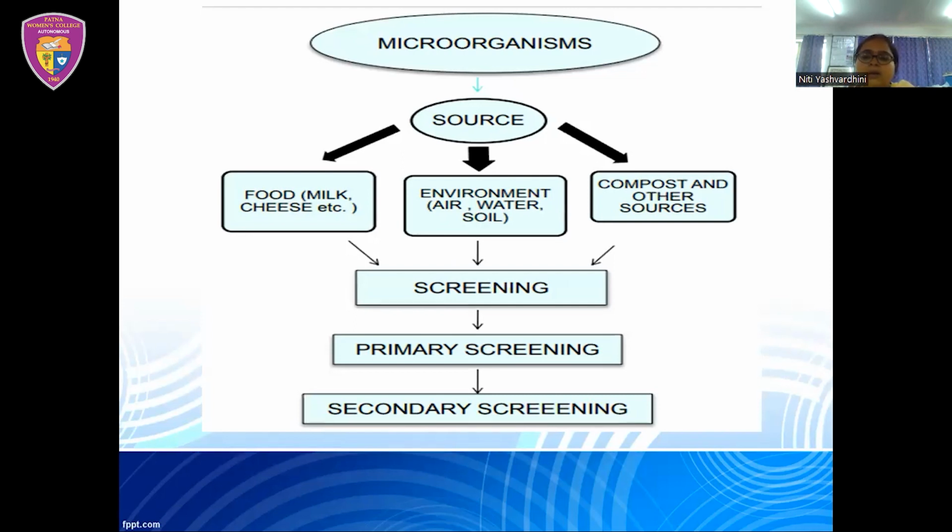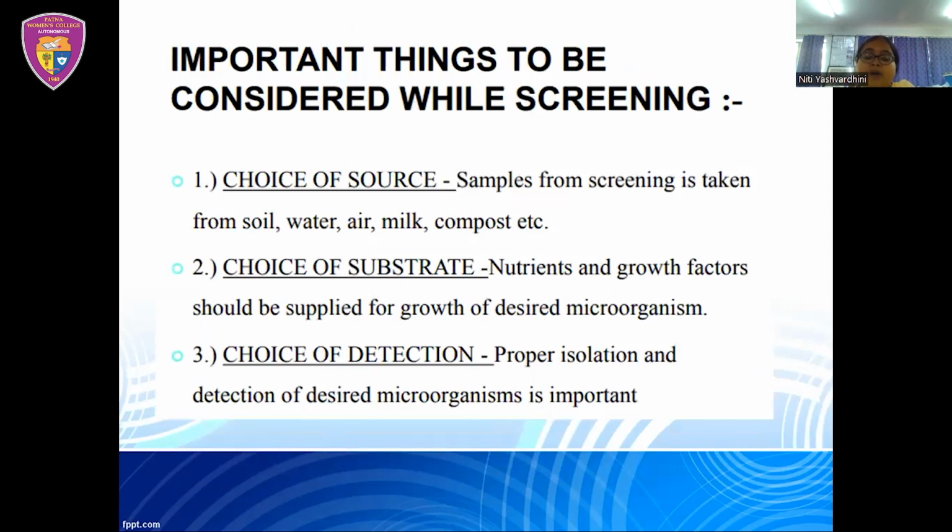So let's first deal with the important things we need to know when we are opting for screening of microorganisms, that is, what should be in our mind as the basis for the selection of those microorganisms. First of all is the choice of source. That is, from where we are going to isolate the microorganism of our interest, whether from soil, water, air, milk, compost or any food material. So the choice of source is very important.